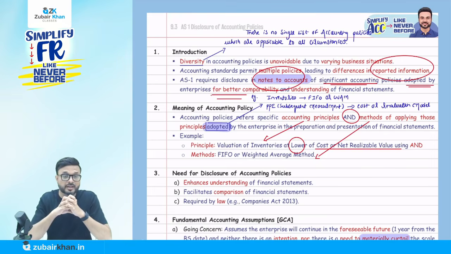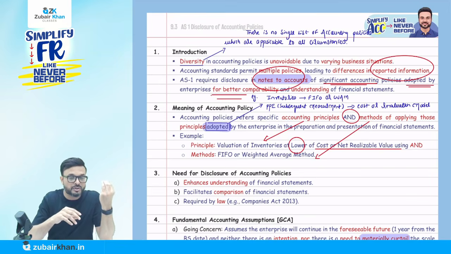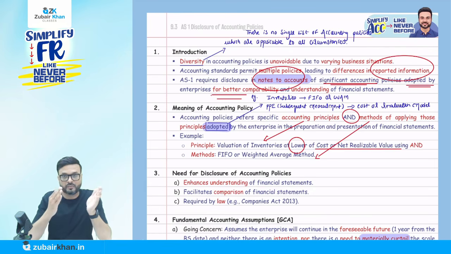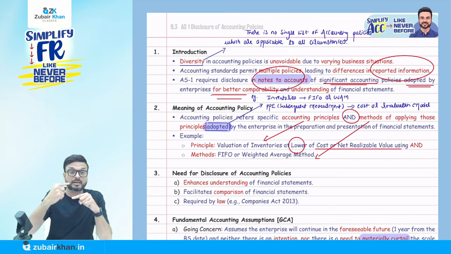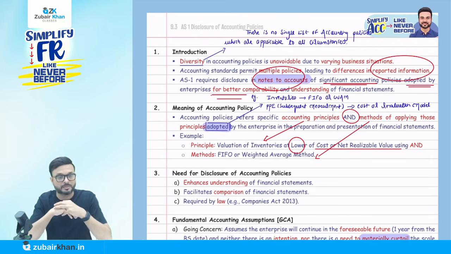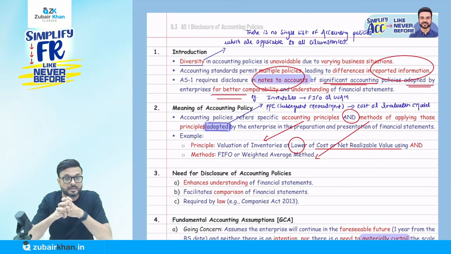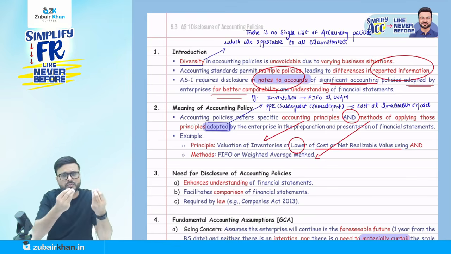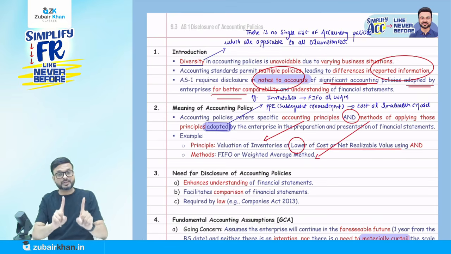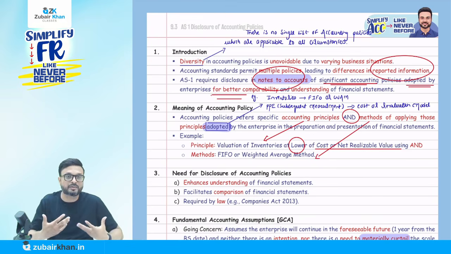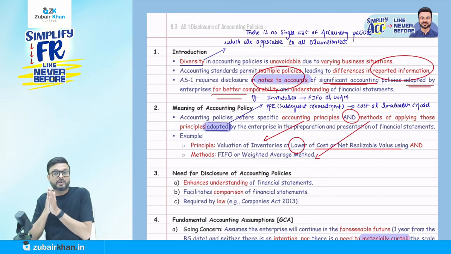Example, inventory. What is the specific accounting principle? We should do valuation at cost or NRV, whichever is lower. How to decide the cost valuation of inventory? By FIFO or weighted average method. So it means they are also giving the methods of applying those principles. There are so many examples. For example, in PPE subsequent measurement, they allow us the cost or revaluation model. Choose whatever policy you want to choose. But then we have to disclose it in the notes to accounts. I'm giving the example of inventory because it is very relevant. You know it, the inventory. So this is the meaning of accounting policy.